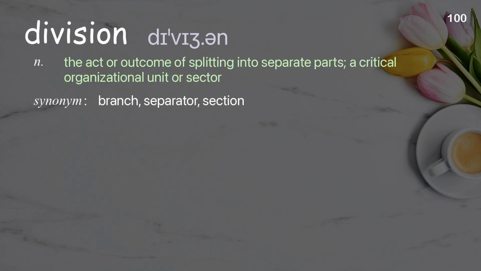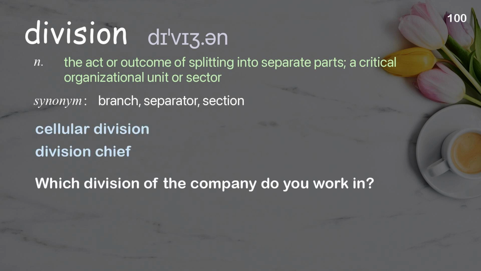Division. The act or outcome of splitting into separate parts, a critical organizational unit or sector. Examples. Cellular division. Division chief. Which division of the company do you work in?